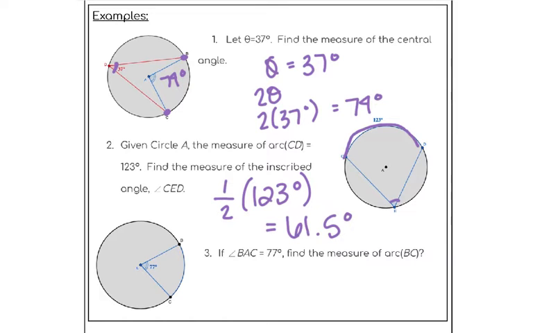Lastly, our last problem is discussing a central angle. So we know the central angle is 77 degrees. Well, we know the arc created by a central angle is going to be the same as that central angle. So that will also be 77 degrees. Okay, so that sums up the angles and arcs of a circle.